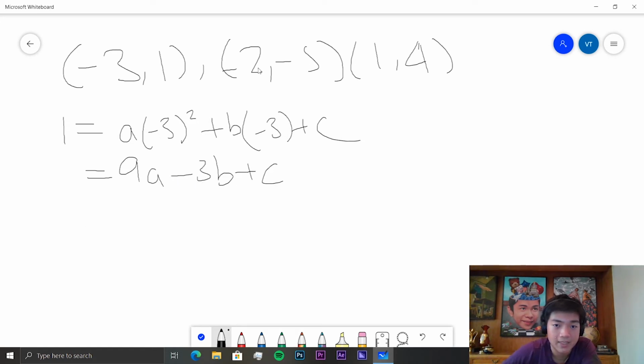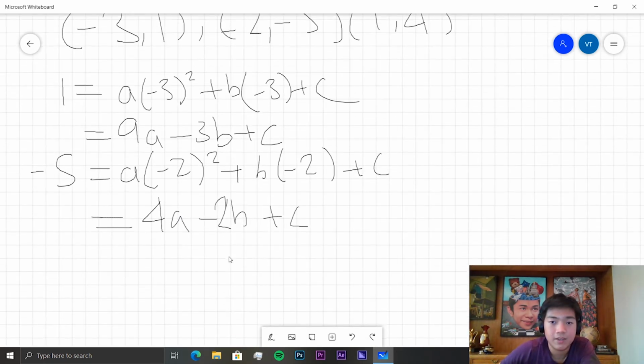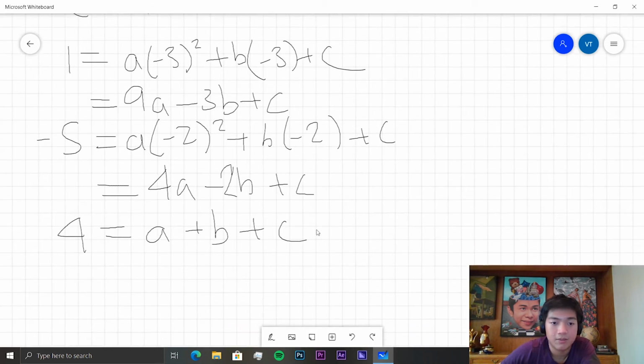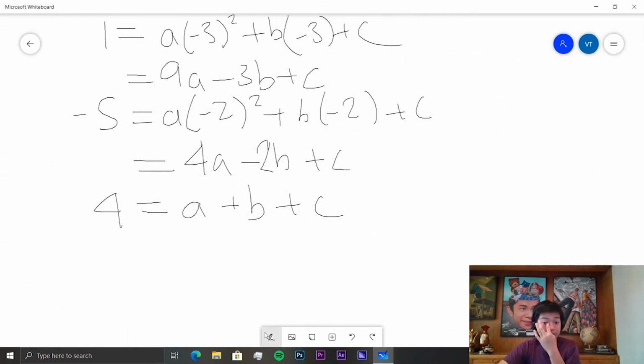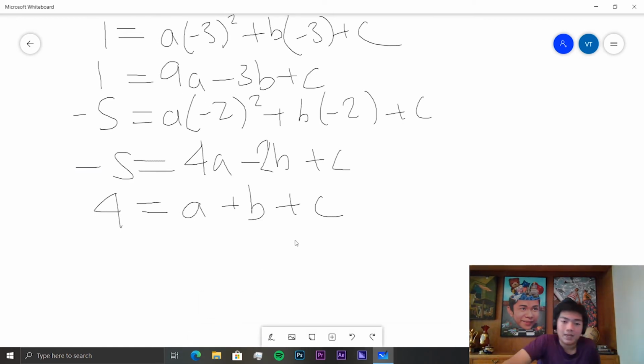We know that -5 is equal to a times -2 squared plus b times -2 plus c. So this is equal to 4a minus 2b plus c. And finally, we know that 4 is equal to a times 1 plus b times 1 plus c. So now we have 3 linear equations that we can use to solve this problem. So we need to find what a, b, and c are.